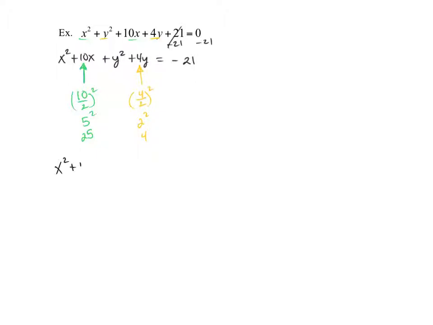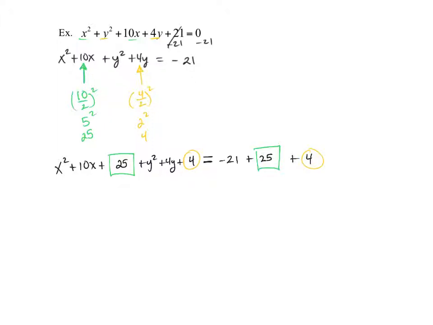x squared plus 10x plus 25. Okay, so I'm just giving myself an extra 25, and the only way I can do that is if I add 25 to both sides of the equation. So the equation's still equal as long as we add the same thing to both sides. Now for my y's, I have y squared plus 4y plus, what I need to add to complete the square there is a 4 to both sides.